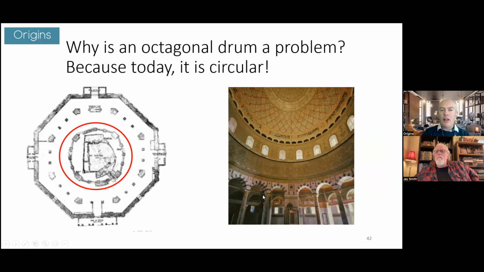Now, here's a bird's eye view of what it looks like today. As you can see on the left-hand side, it's clearly circular, and you can even see from the picture here, if you were to look above the rock, you can see it's clearly circular. But centuries ago, it wasn't circular, it was octagonal, which means that this was all reconstructed, which means the dome is new. It means that there's been dramatic changes to the Dome of the Rock over the centuries.